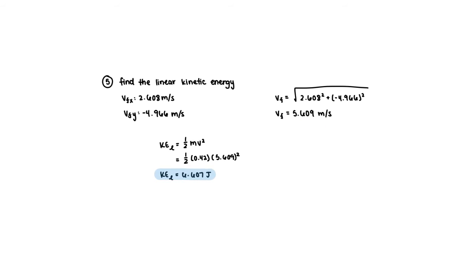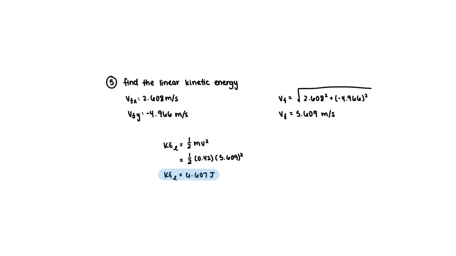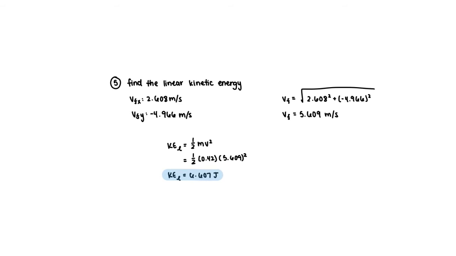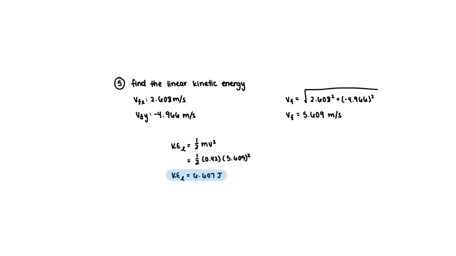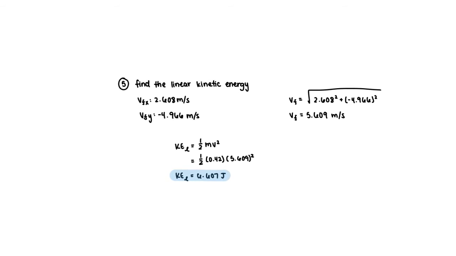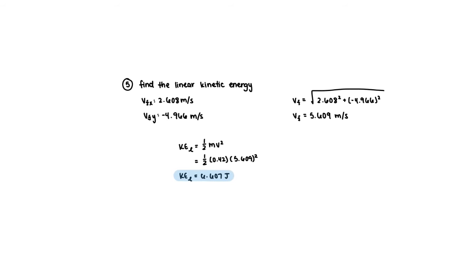Step 5 is to find the linear kinetic energy. Using the velocity final on the x and the y, use the Pythagorean theorem to figure out what the total velocity is. It's important to note that the sign at this point doesn't matter because in the kinetic energy formula, the number is going to be squared. So the sign won't really go into account.